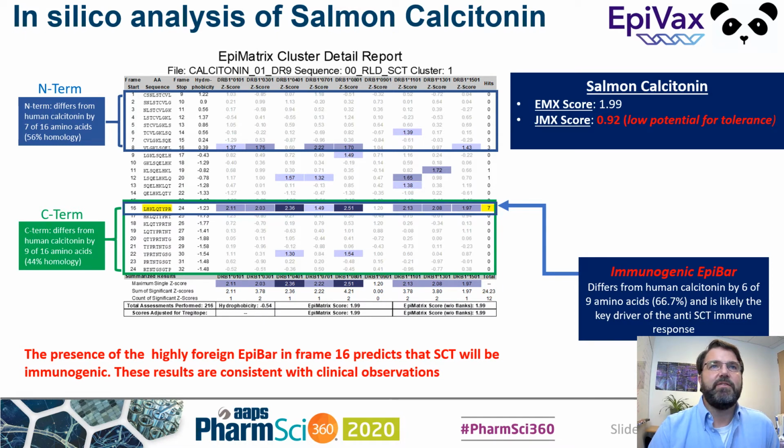And this EpiBar, these 9 amino acids, 6 of the 9 amino acids differ from human calcitonin, so this is a very foreign peptide in a very foreign region, and because of that we believe that this is what is actually driving immunogenicity, and some early data on salmon calcitonin supports that, as well as the clinical observations of 70% immunogenicity in patients. We have what's called our JanusMatrix human homology score, so anything below 3 is considered to not share homology with the human proteome, and as you can see here, this is a very low potential for tolerance.